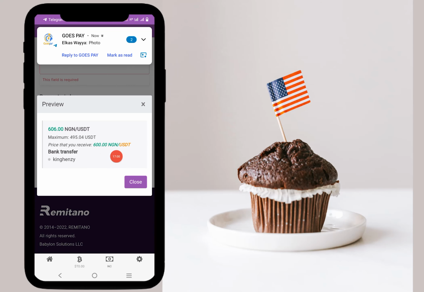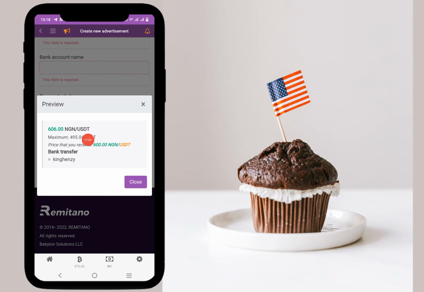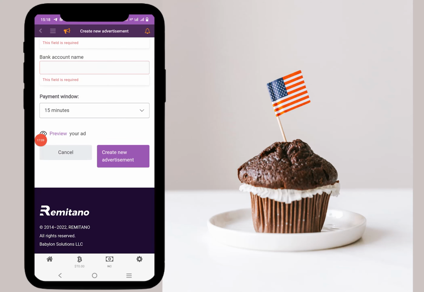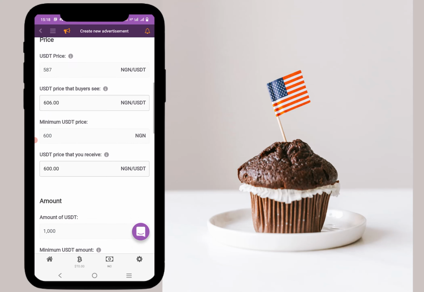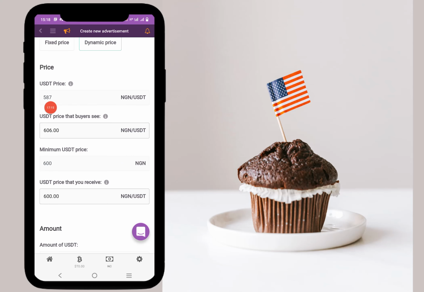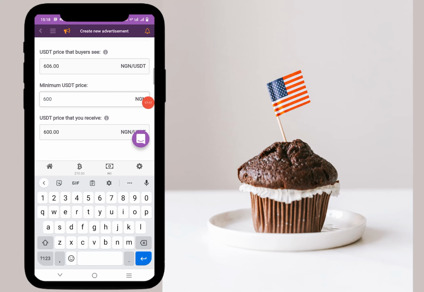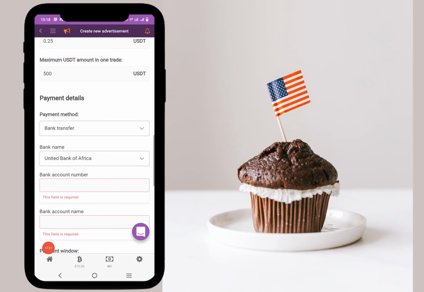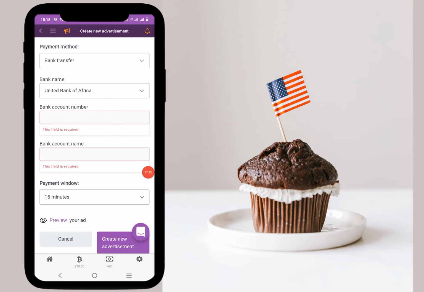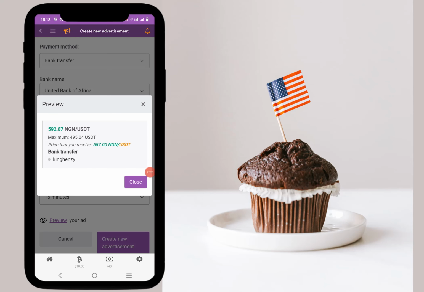You can see it tells me that I'm going to receive 600 naira per USDT, and the person will pay 606. Now what this means is because I put 600 here, it overrode 587. So if I take it off now, let's go check out our preview again, which is at the bottom there. Let's check it out here. Preview your ad. You can see I will receive 587 and price is 592.